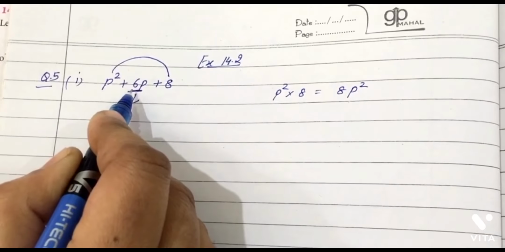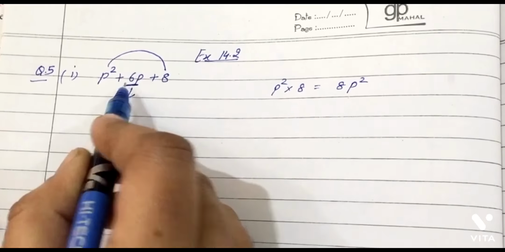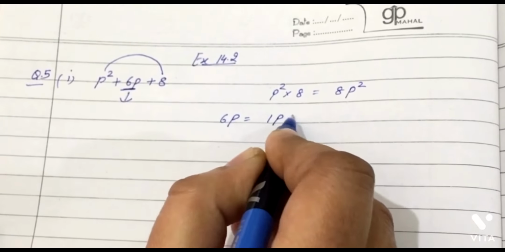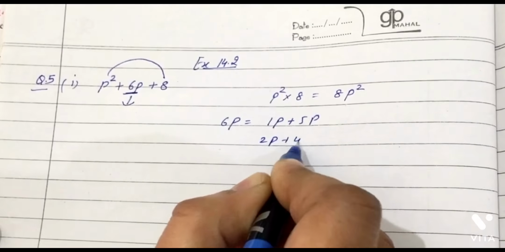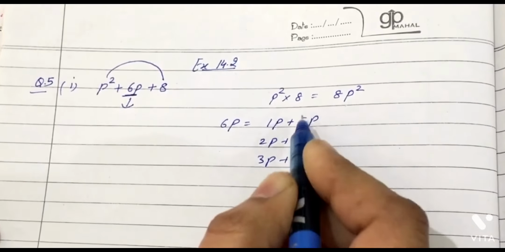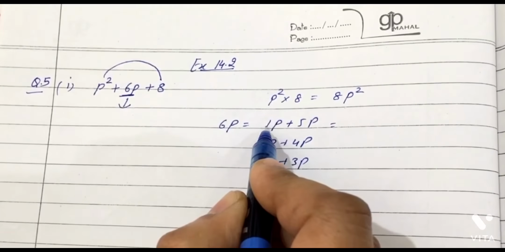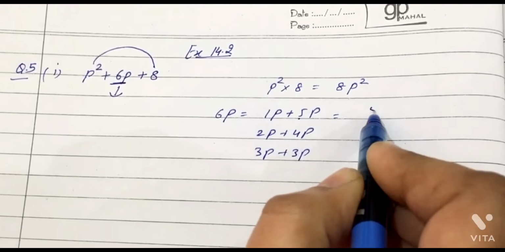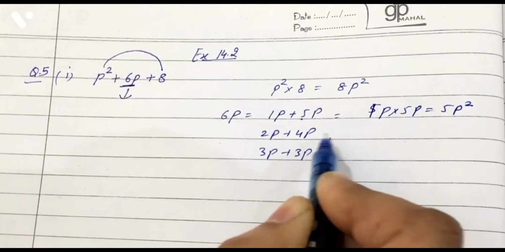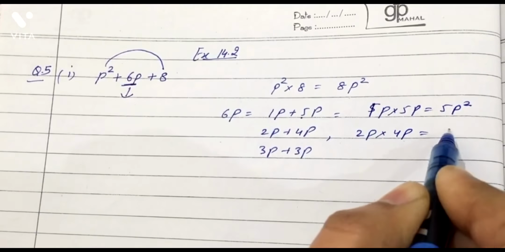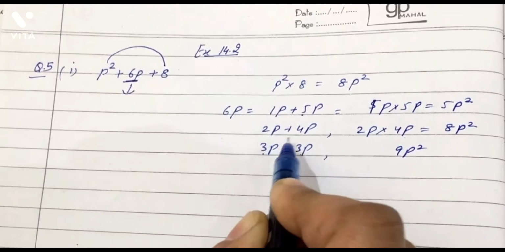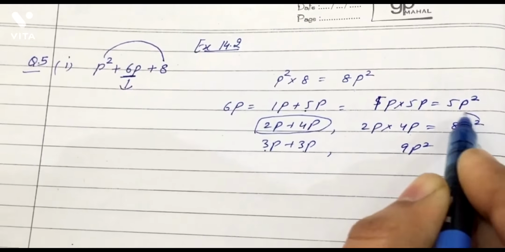Now we will split 6p in such a way that the product of both the terms would be your 8p square. For 6p we have combinations like 1p plus 5p, 2p plus 4p, 3p plus 3p, and reverse order like 4p plus 2p. So we will see only these. The product of 1p and 5p gives you 5p square. The product 2p into 4p gives you 8p square, and 3p into 3p gives 9p square. So we are observing this combination gives the product as 8p square.